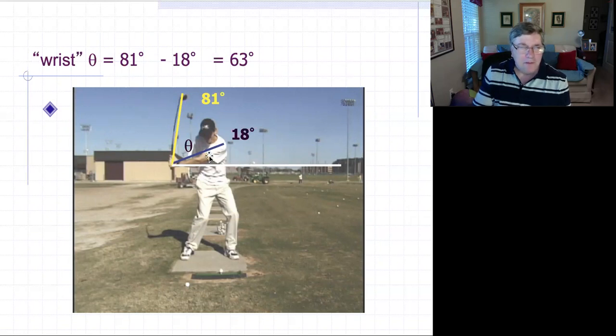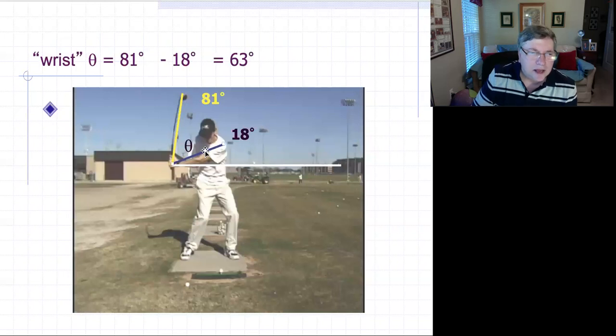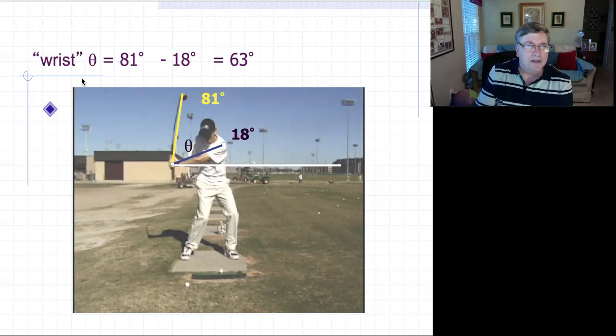So the left arm is at 18 degrees above the origin. The shaft of the golf club is about 81 degrees. So this is, we'll call it a wrist angle. It's not really anatomically accurate, but it just tells us the angle the hands basically have with the club between that and that straight left arm. So we have that 18-degree angle. There we go. An 81-degree angle. We're going to take the difference between the two, and that's going to give us a quote-unquote wrist angle of 63 degrees.